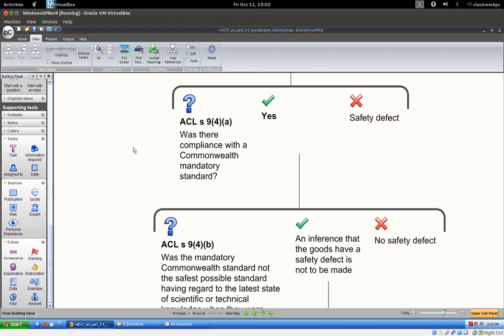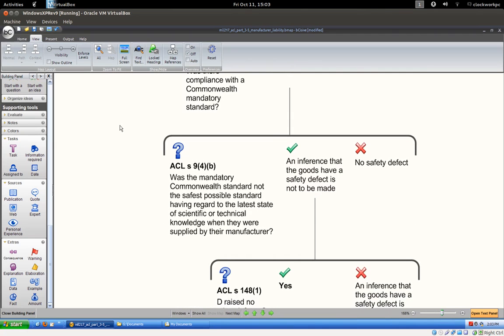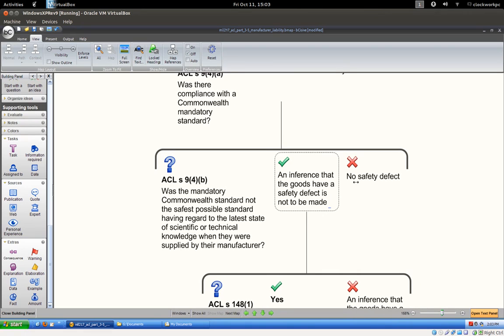Similarly, if there was compliance with a Commonwealth mandatory standard, and that standard did not reflect the safest possible standard having regard to the latest state of scientific or technical knowledge when the goods were supplied by the manufacturer, then similarly an inference that the goods have a safety defect is not to be made.